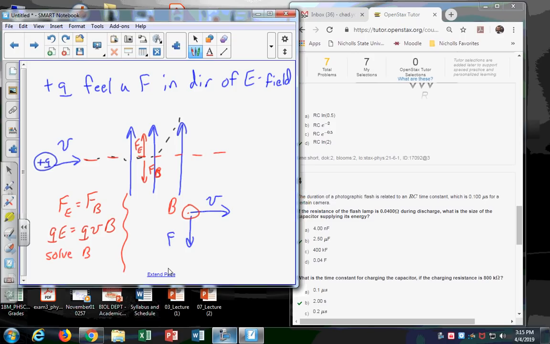So it's your right-hand rule here. V, F is down, so I know my thumb goes down, and then my magnetic field comes out of my palm.